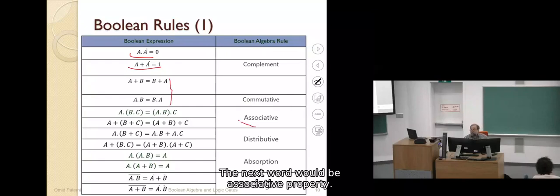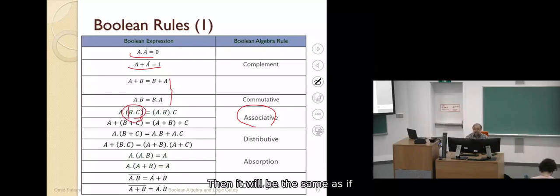The next one would be the associative property. You can compare it to what we have in regular arithmetic. A times B times C: we first calculate B times C, then it will be the same as if you calculate A times B first and then AND it with C. A and B and C is the same as B and C ANDed with A.